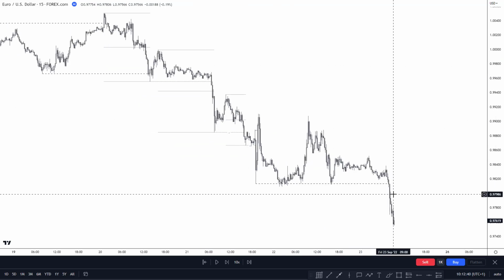There we go, and that is just a couple of examples of how to follow price. And there's plenty of ways you can use this kind of structure to help you.